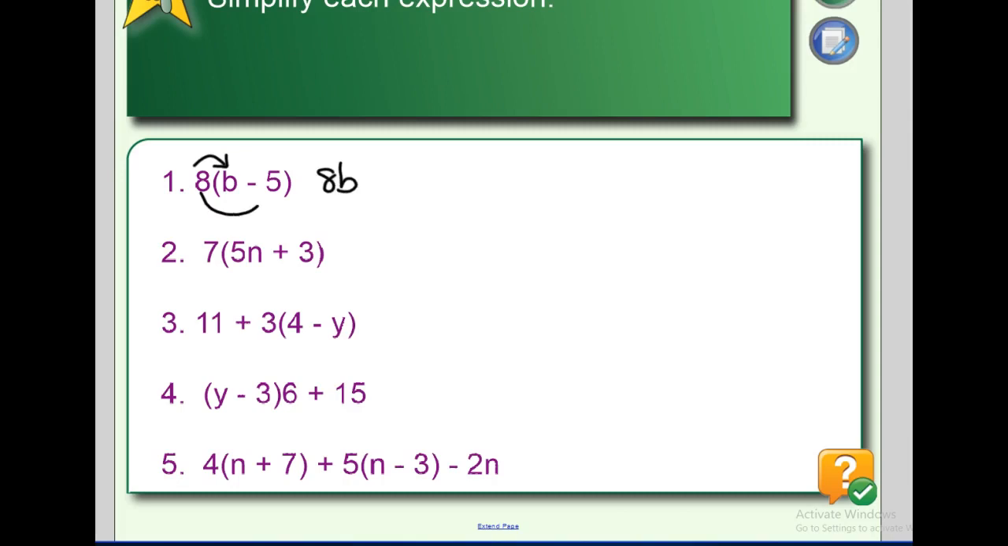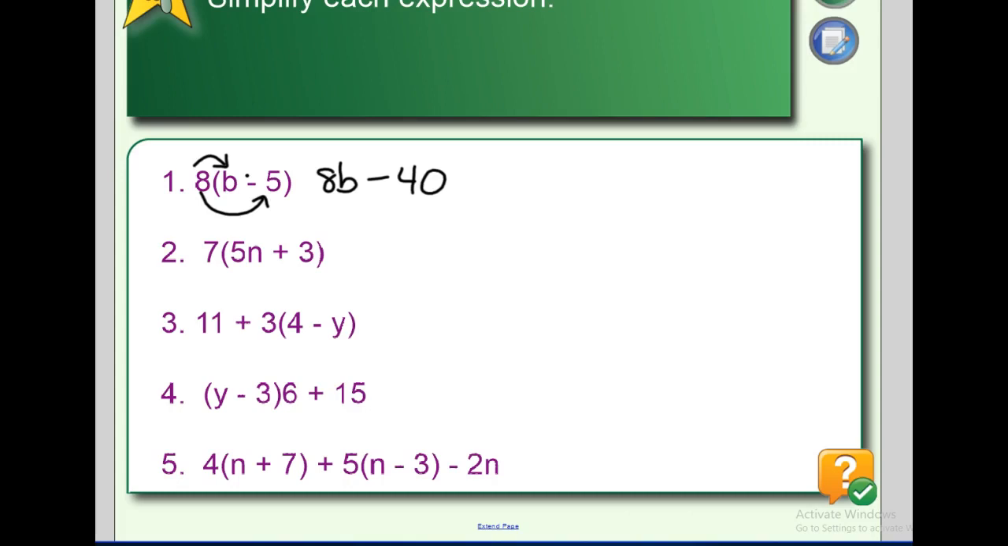And then 8 times negative 5, or we've got a minus sign in the middle, so this is over subtraction. 8 times 5 is 40. Now, can I do anything else? No. The 8b has a b, and the 40 doesn't, so we can't put them together. So that is my final answer.